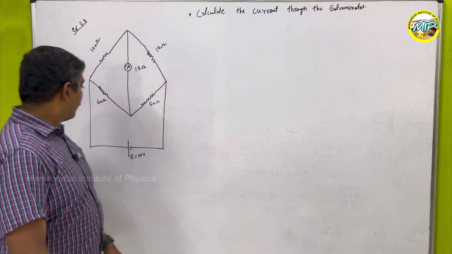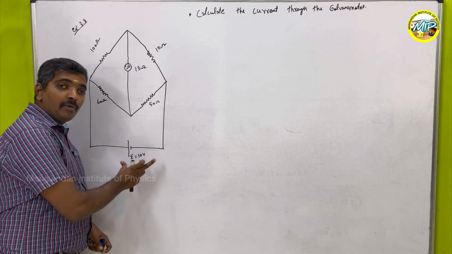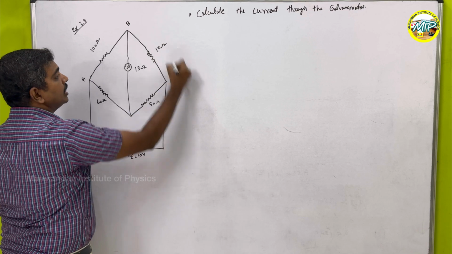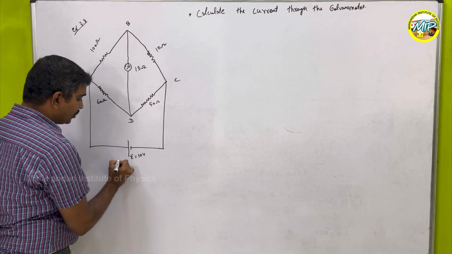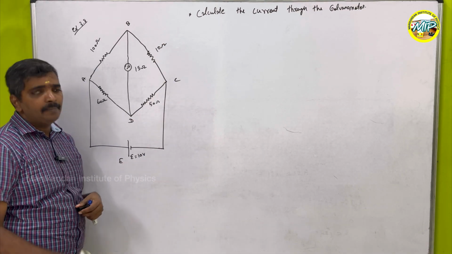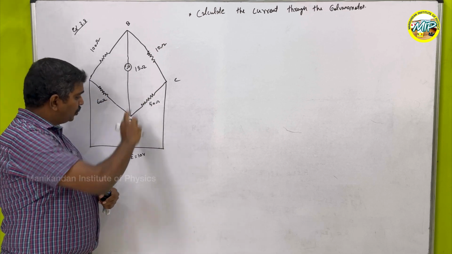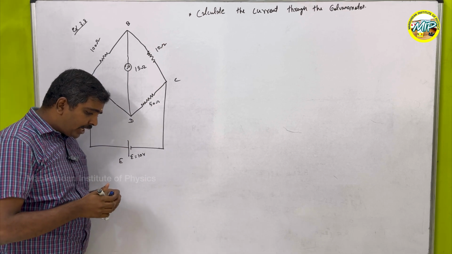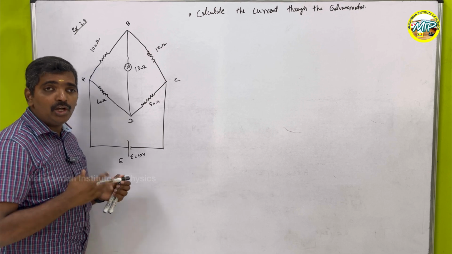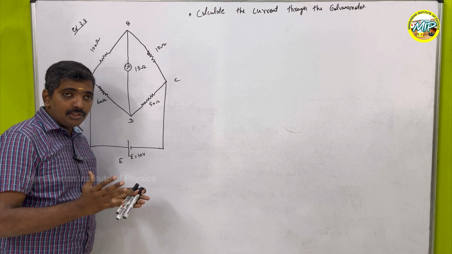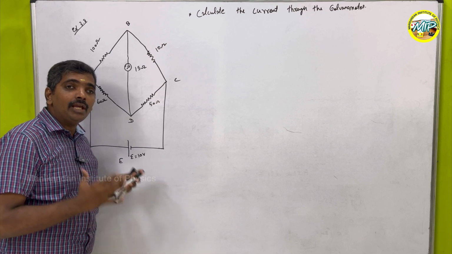So in this problem, we have a cell of EMF 10 volt. What I am going to do here is label the points A, B, C, D, and a point E. Here we have 3 loops, loop 1, loop 2 and loop 3. Using these 3 loops, we can form 3 equations, so we can find 3 unknowns.